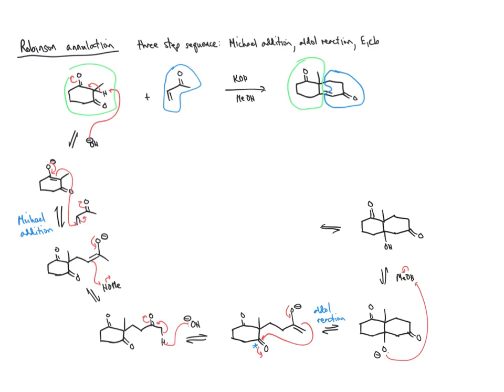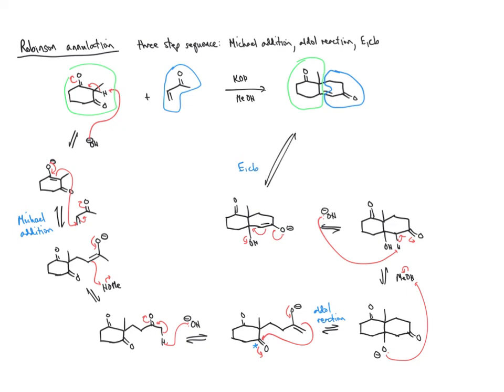Okay, so the E1CB is, of course, going to involve another deprotonation to eliminate water across that carbon-carbon single bond. So we first form an enolate again. And then, of course, we can get collapse of that intermediate with loss of water as a leaving group to give us the Robinson annulation product. So the E1CB is this step.